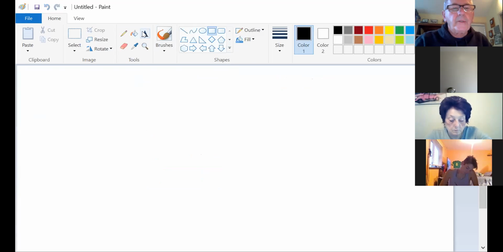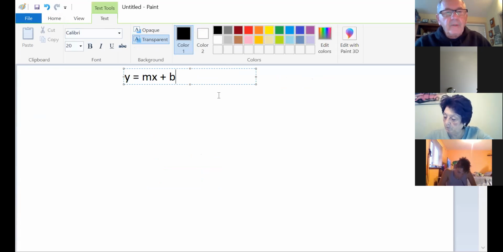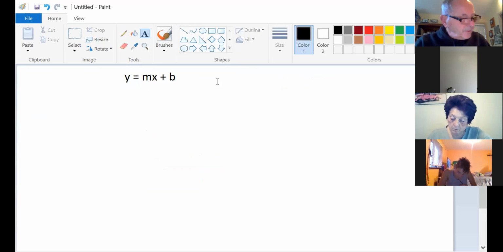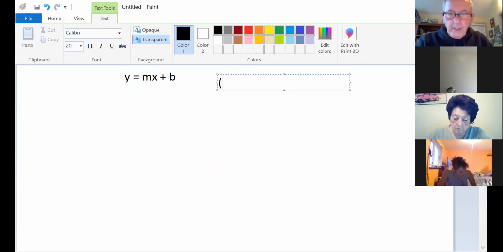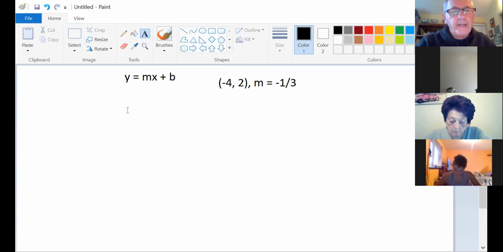Okay, so put our equation: y is equal to mx plus b. It's the slope-intercept form of the equation. In this particular one, we have a point, and it's minus 4 and 2. And we also have a slope, m is equal to minus 1/3. This is number 3 we're looking at.